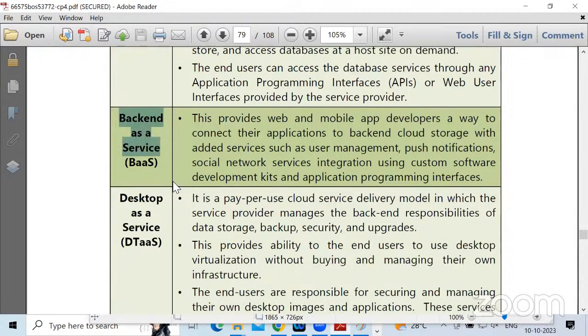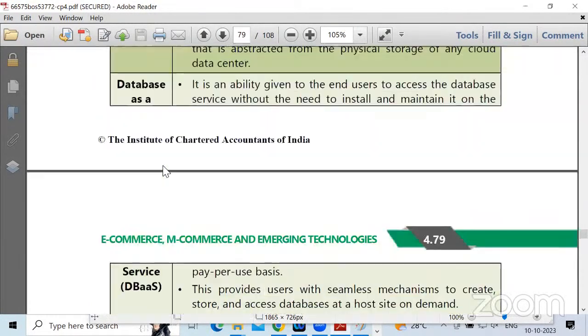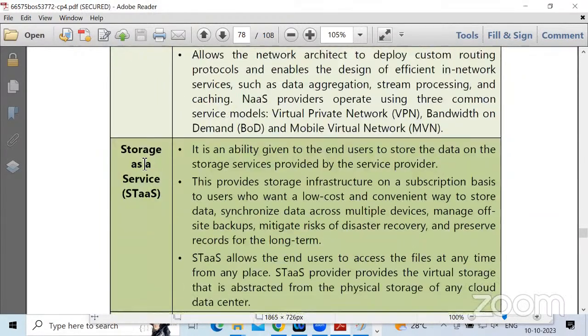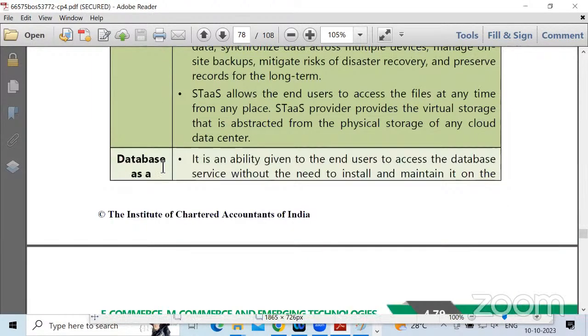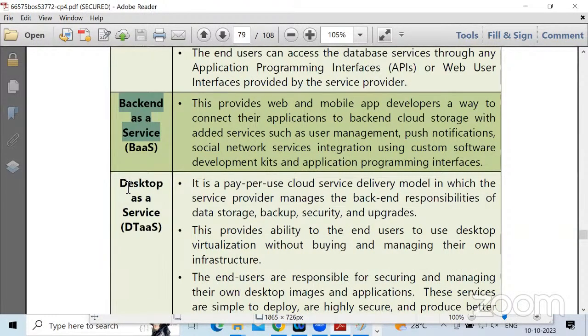So all the architecture like hub, switch, router, everything. Then desktop as a service. It is nothing but front end. So the computer we are using is called the front end. Now, all are coming under the category of instances of infrastructure as a service. So the first one is network as a service, so the network is provided. Storage as a service, storage is provided. Database as a service, as well as backend and front end. You should not write front end. You should write desktop as a service.